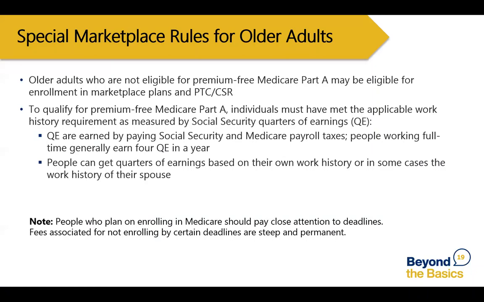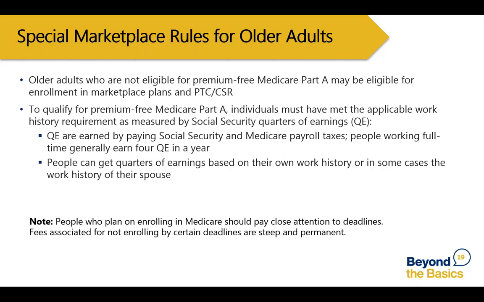So now we're going to go through a scenario that sometimes comes up for older adults. Older adults who are not eligible for premium-free Medicare Part A, some may be eligible for enrollment in marketplace plans, and in some cases, they might even be eligible for premium tax credits or cost-sharing reductions. To qualify for premium-free Medicare Part A, individuals would have had to have worked a significant number of years in the United States, and they would have had to earn Social Security quarters of earnings, or they would have had to have gotten credits for maybe their spouse had gotten these quarters of earnings.